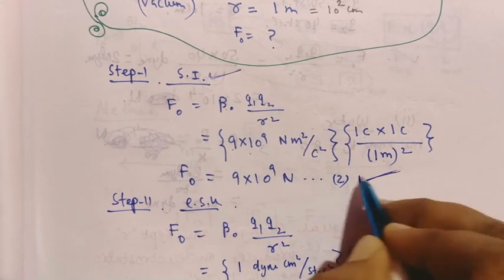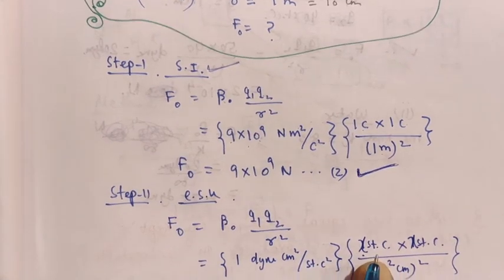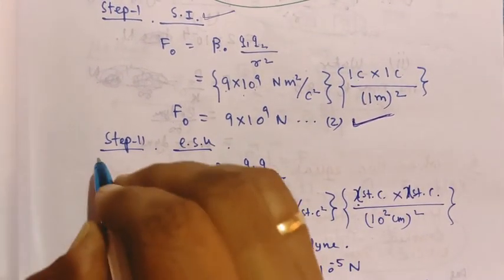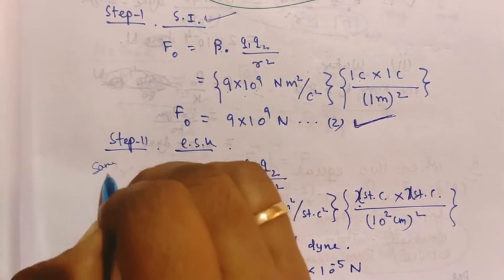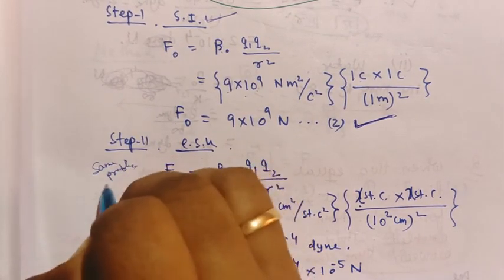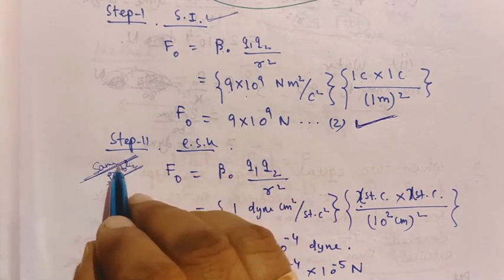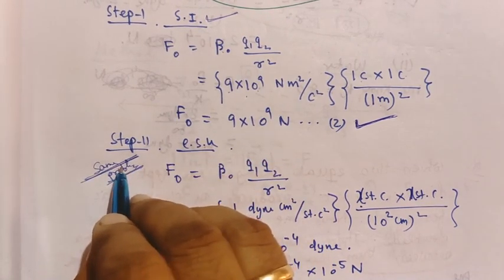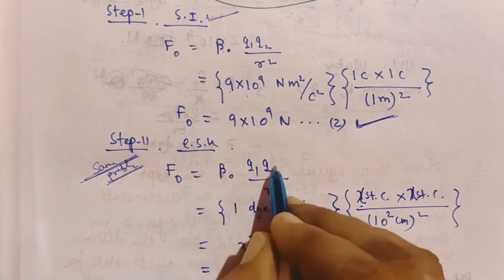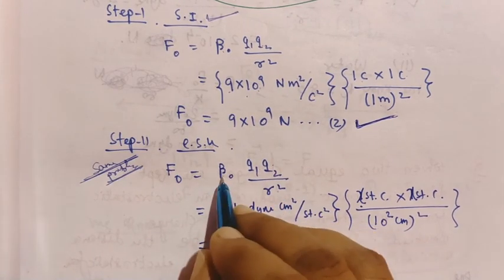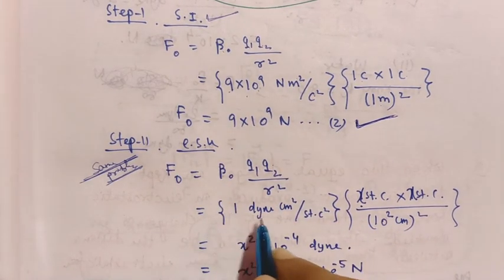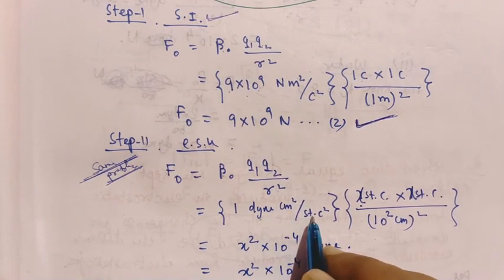Now the same problem. I am repeating the same problem. No change of problem, same problem, same data. You only do the problem in CGS unit. F naught is equal to K Q1 into Q2 by R square. The CGS unit of K is 1 dyne centimeter square per stat coulomb square.